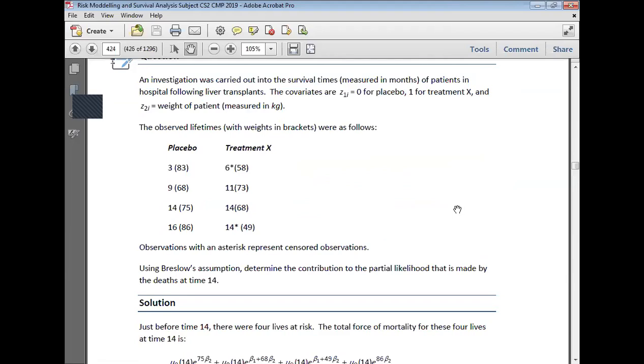The investigation was carried out into the survival times, measured in months, of patients in hospital following liver transplants. The covariates are Z1i equal to 0 for placebo, 1 for treatment X, and Z2i equal to the weight of the patient measured in kg. The observed lifetimes, with weights in brackets, were as follows. An observation with an asterisk represents a censored observation.